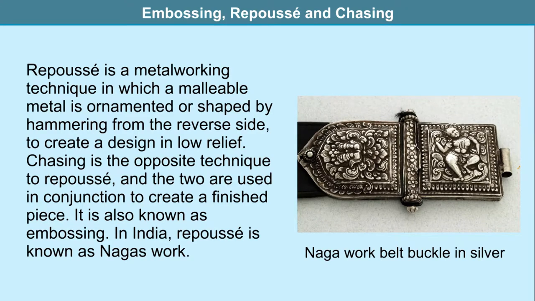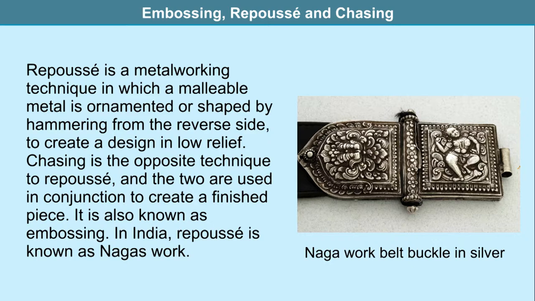Embossing, repoussé, and chasing. Repoussé is a metalworking technique in which a malleable metal is ornamented or shaped by hammering from the reverse side to create a design in low relief. Chasing is the opposite technique to repoussé, where the piece is hit from the front side to create more prominent lines and markings in the piece. The two are used in conjunction to create a finished piece of metal surface in this technique.